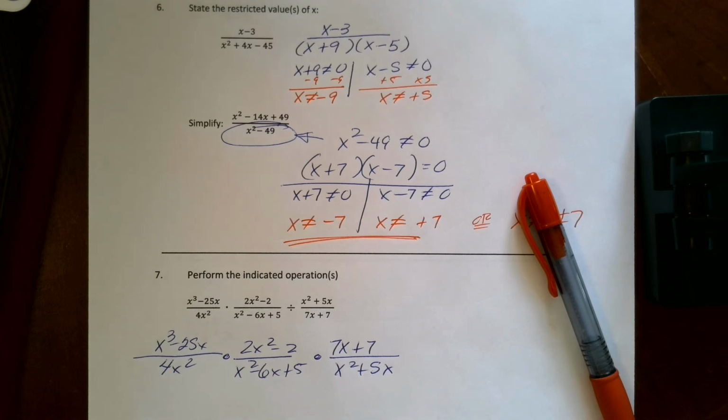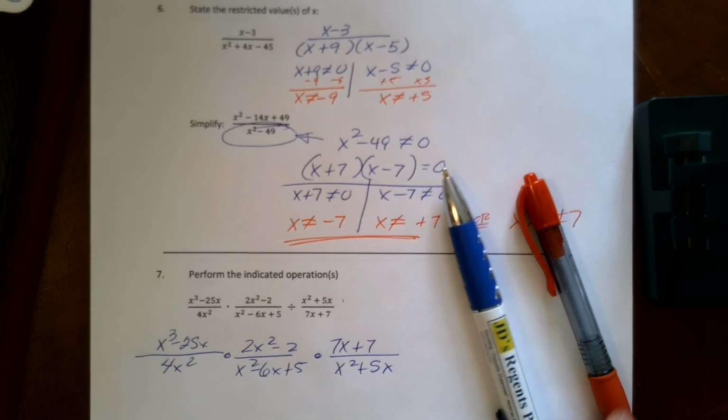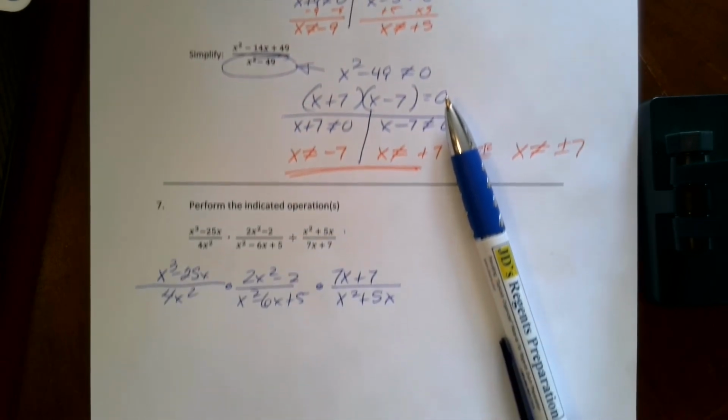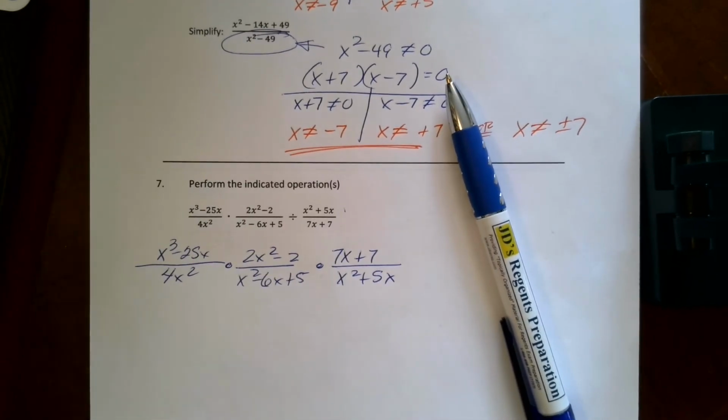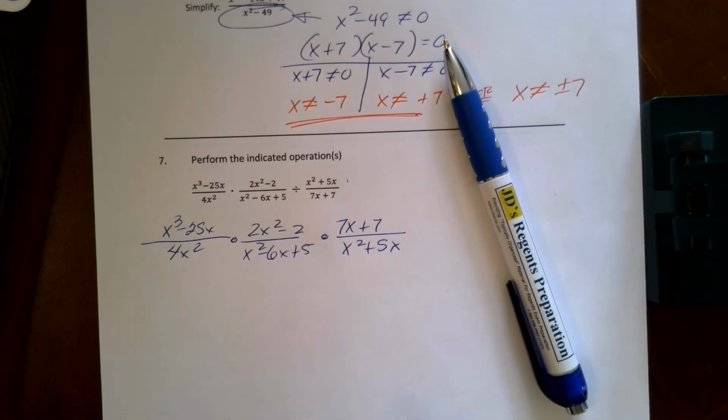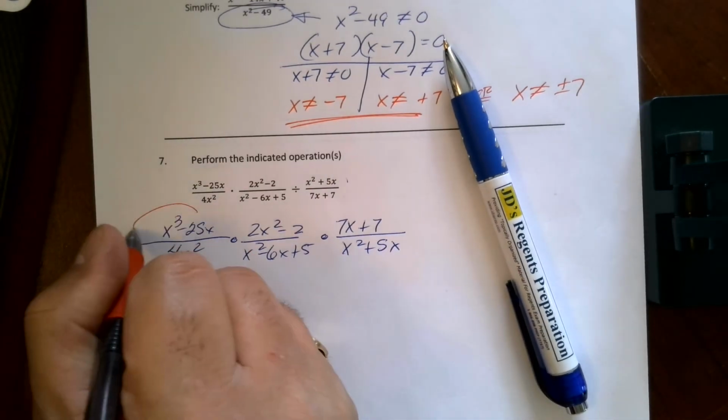So that's what I've done. All I did was flip this and change it to multiplication. And now what we could do is start factoring. I'm going to do this in 2 steps just to do it a little bit slower. The first thing I'm going to do is factor out all the GCFs.